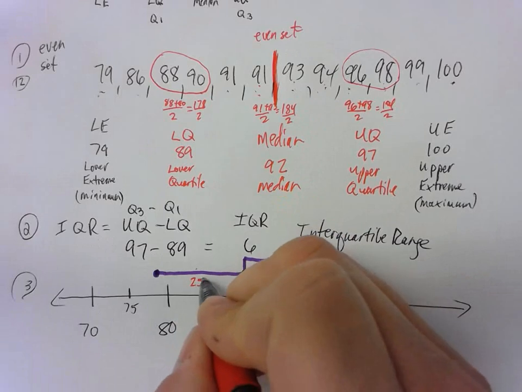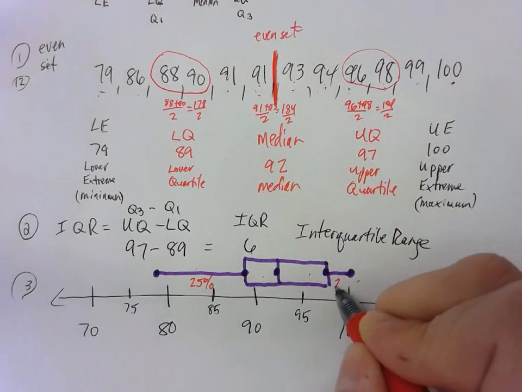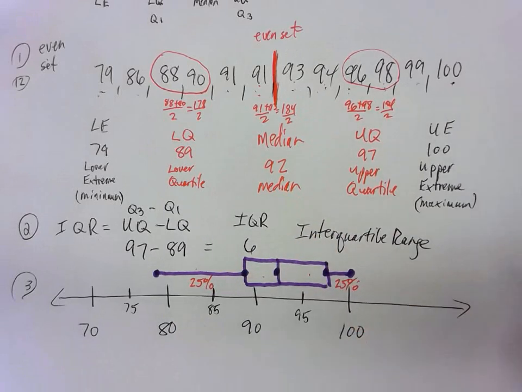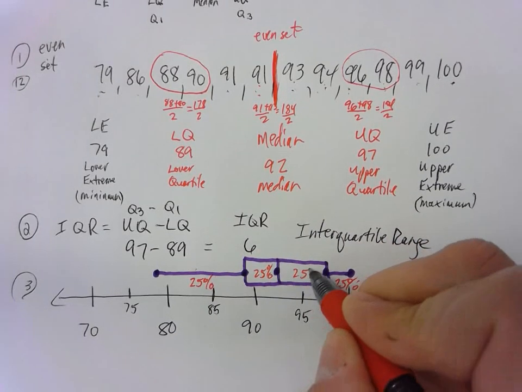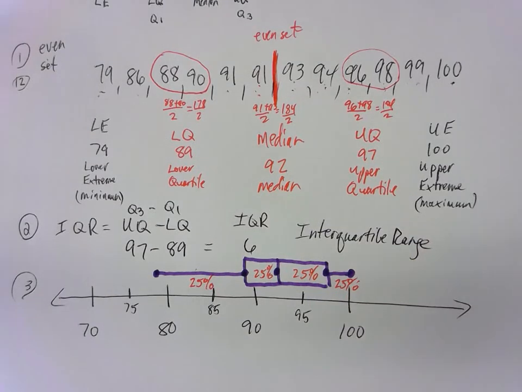Okay, that whisker is worth 25%. Even though that one's smaller, it's still worth 25%. That's 25% of that box, and that's 25% there in that box. So 25, 50, 75, 100. Okay, that's giving you all the information there.